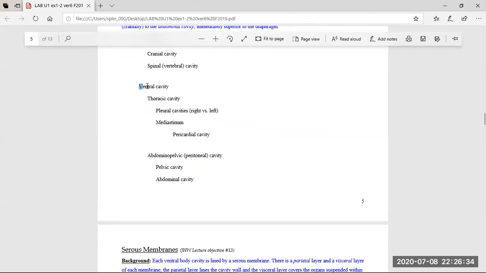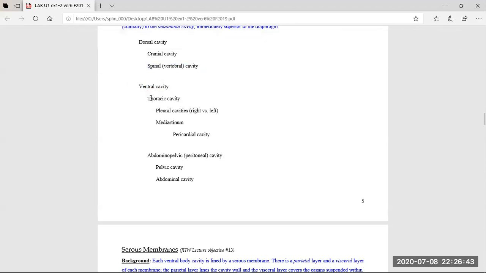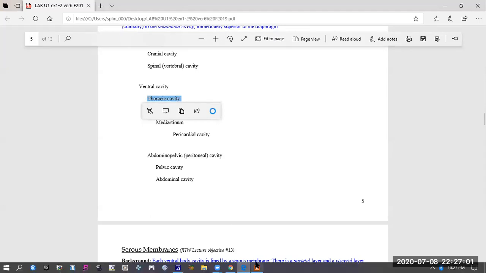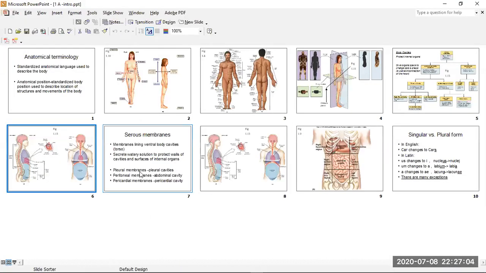So to begin, within the ventral body cavity, the majority of the torso, that torso that's anterior to the spinal cavity, we'll begin with the thoracic cavity. Thoracic cavity includes these smaller subdivisions that are highlighted. And all of this thoracic cavity is superior to the diaphragm muscle. And we'll use a diagram like so.